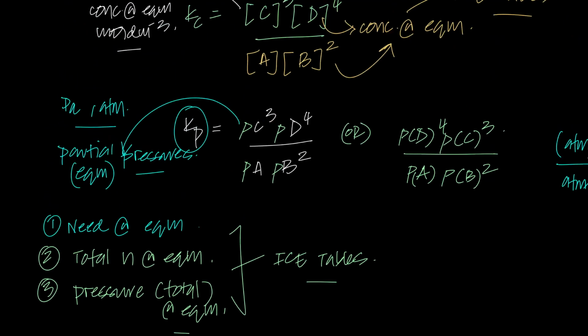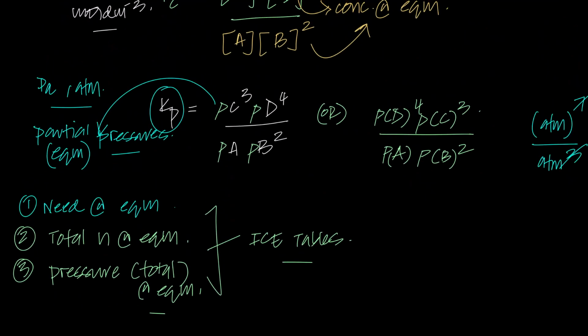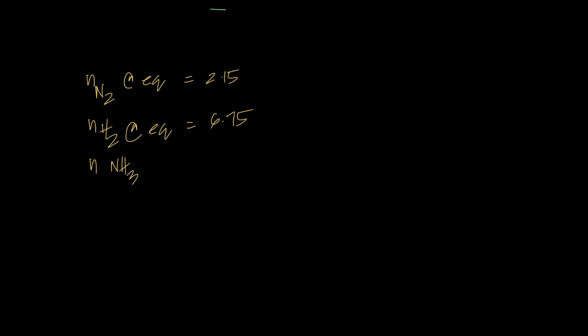Now, before I make you guys do that advanced thing, let me just give you the moles at equilibrium. Chalo, I'll give you the moles at equilibrium. Moles of nitrogen at equilibrium is 2.15. Moles of hydrogen at equilibrium is 6.75. Moles of NH3 at equilibrium is, let's suppose, 1.41, right? These are the moles.